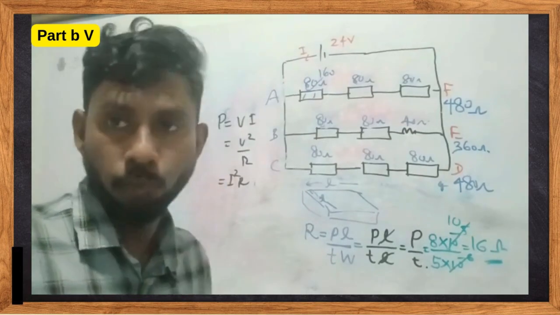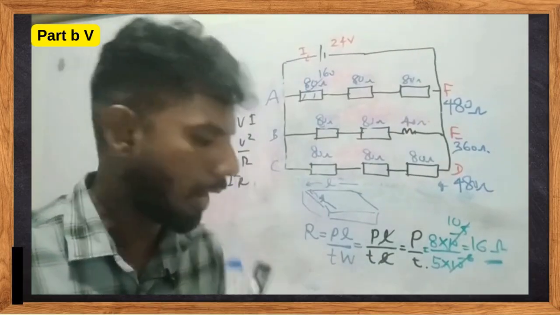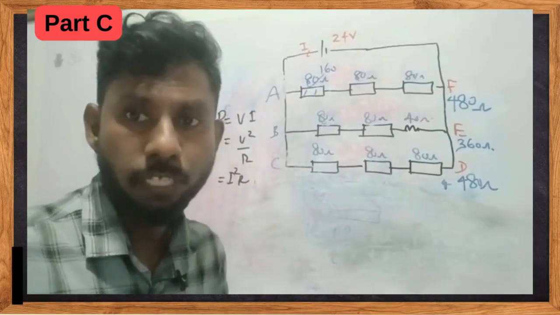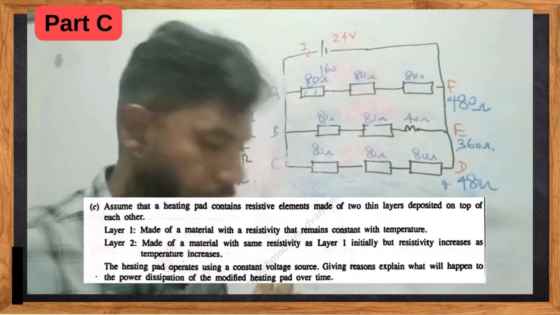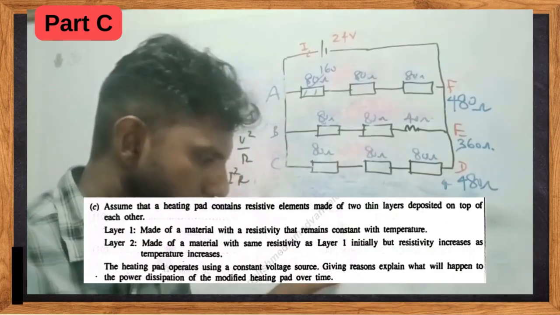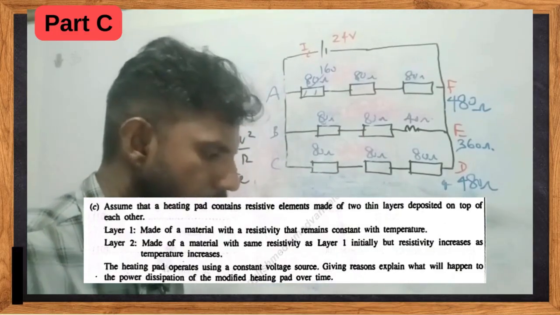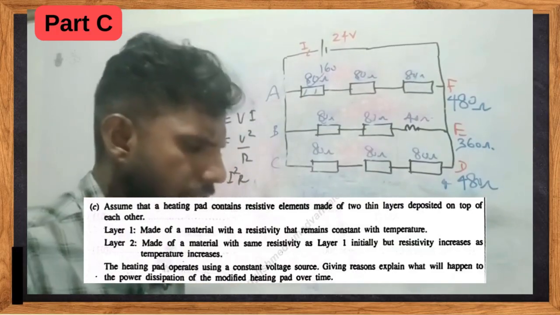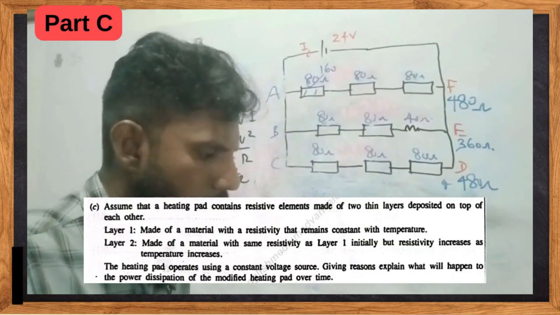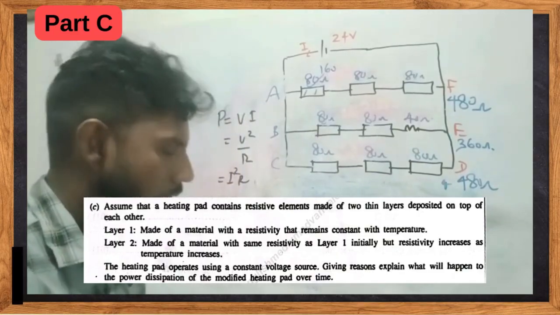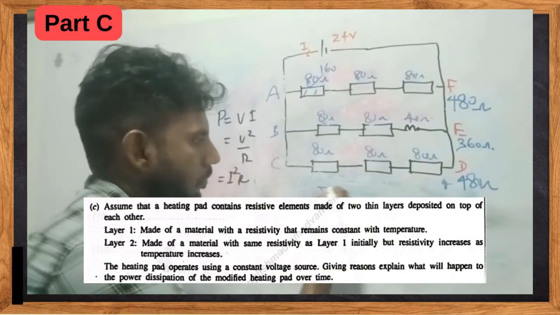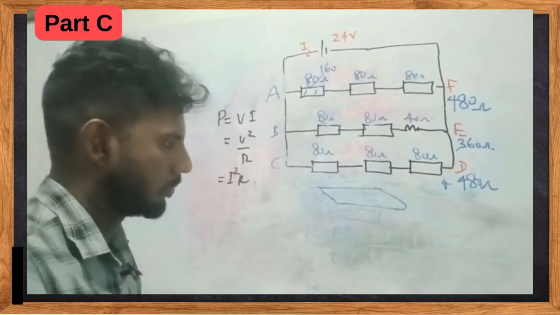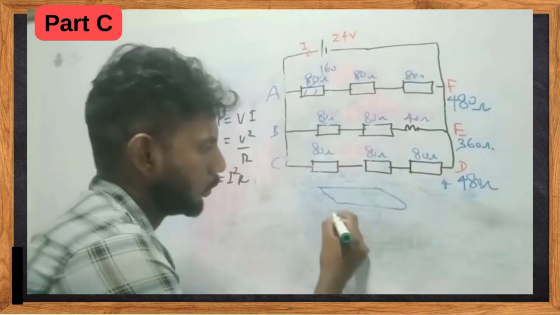So we are moving into the last part, part C. Right. That is part C. Let's read it. Assume that a heating pad contains resistive elements made of two thin layers deposited on top of each other. Right. So here we have one layer and here we have another. So we've got two.